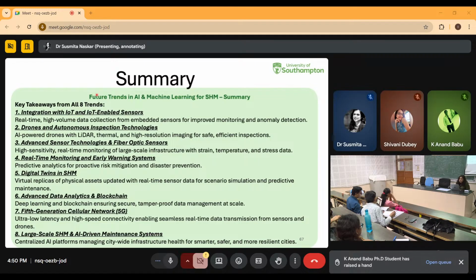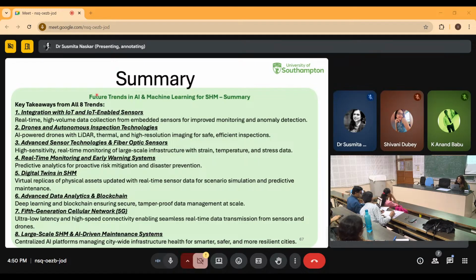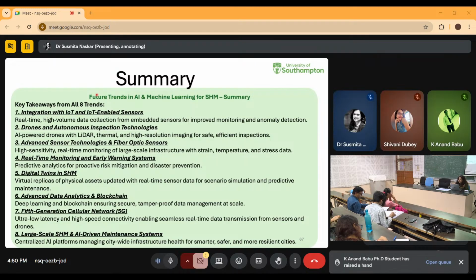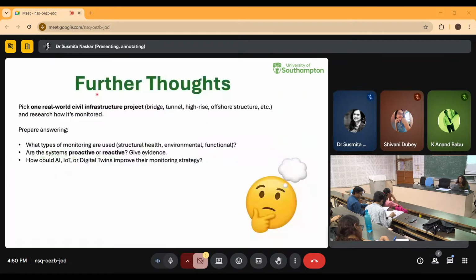So that's the summary we see from this trend: the SHM is moving from isolated or reactive systems to integrated predictive systems. It's happening as smart infrastructure and as a sustainable environmental trend. I would highly suggest you think about one particular real-life infrastructure project. You can think about a bridge, a tunnel, or any offshore structure.